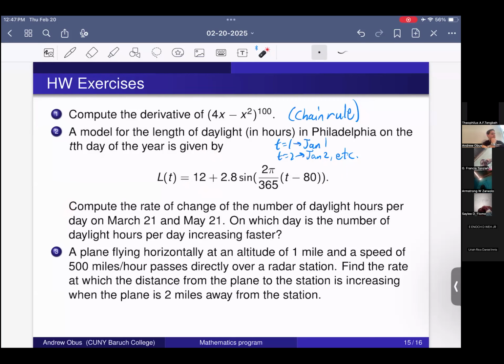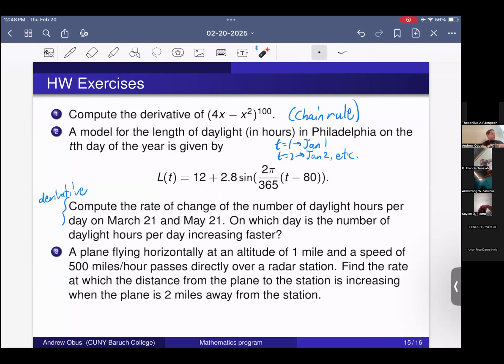And compute the rate of change of the number of daylight hours per day on March 21st and on May 21st. So this is a derivative, right? It's a rate of change. That means derivative. So you're going to compute the derivative of this on March 21st and May 21st. So you have to figure out what day of the year those are. And this is going to end up being a chain rule problem. It's going to take a little bit of work to do the chain rule.